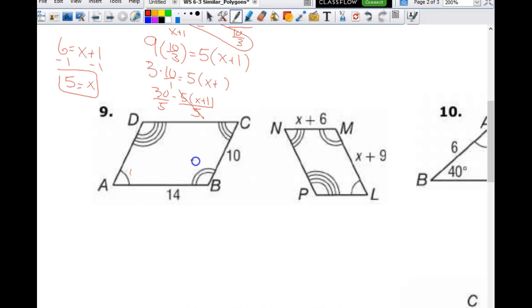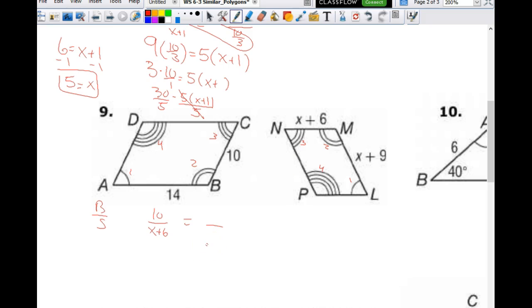This is 1, this is 2, this is 3, this is 4. This is 1, this is 2, this is 3, this is 4. Oh, there's 2 x's. Uh-oh. Let's do big over small. I'm going to start with one of my x's. I choose this x. Is it going to go on top or the bottom? X plus 6. This corresponds with this side, so 10 goes on top.